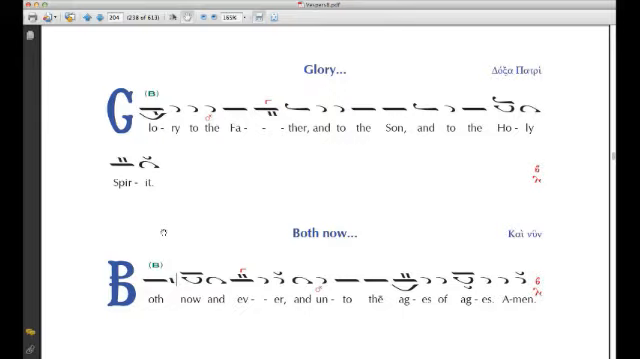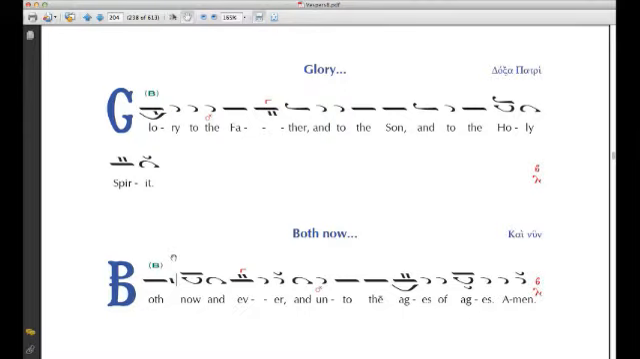Legatos. Glory to the Father, and to the Son, and to the Holy Spirit, both now and ever, and unto the ages of ages.